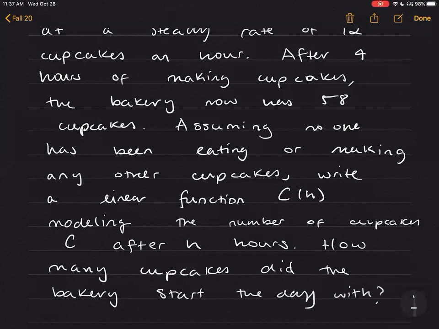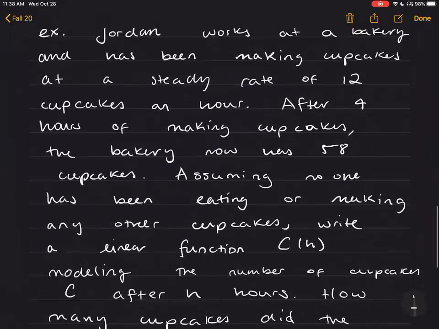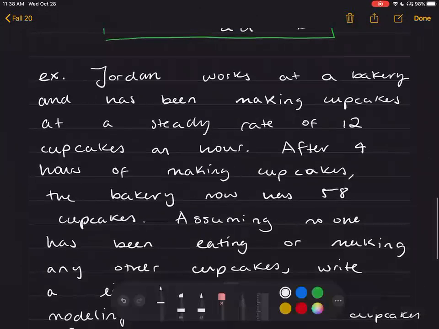Right, because we don't know that the bakery started with 0 cupcakes. They could have had 8 or 12 or 20 to start with, and Jordan's just been making some and adding to that. So we don't know how many they started with, but after we model this with a linear function, we should be able to discover that. So let's look at what we know.